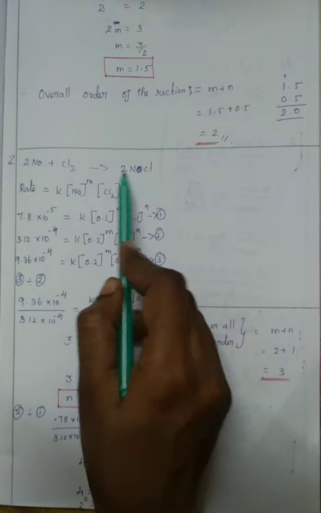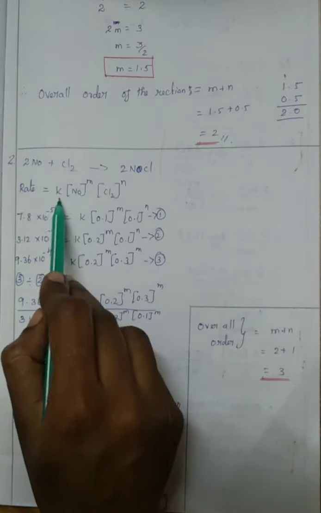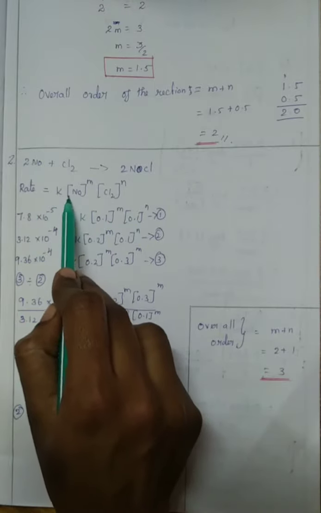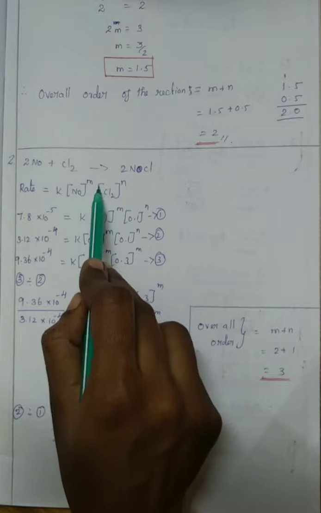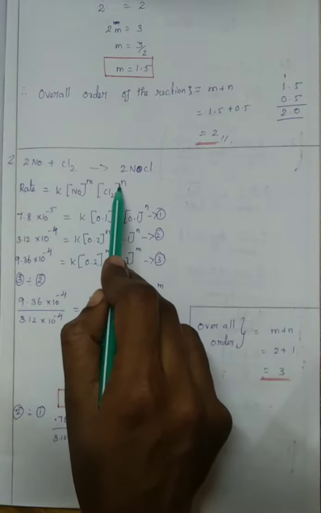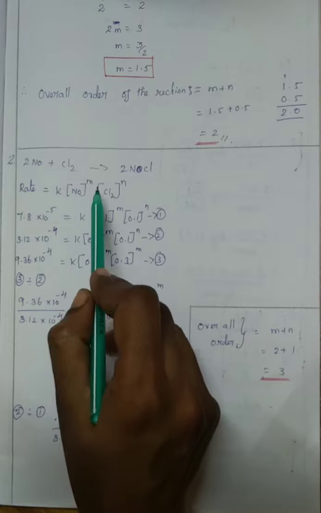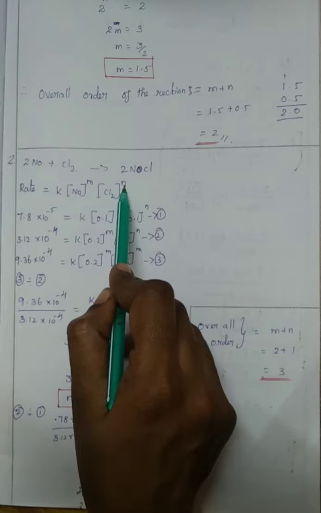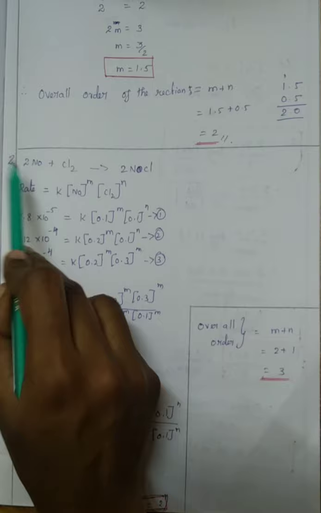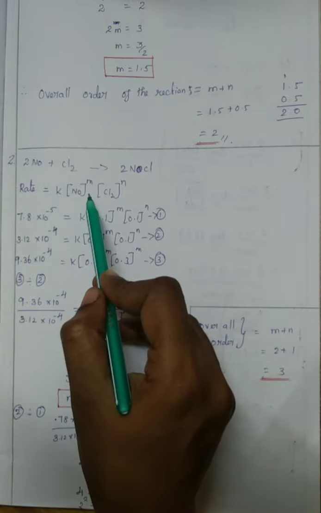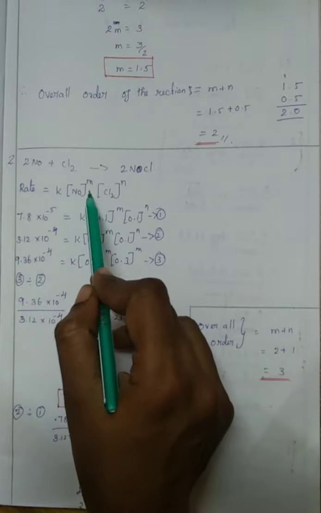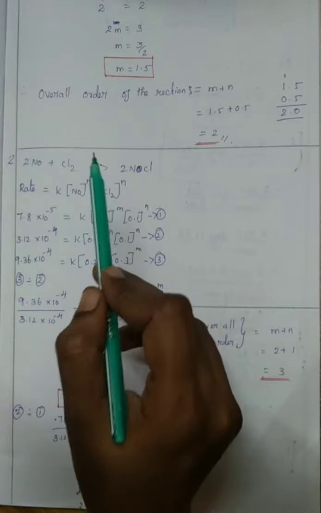With the use of this reaction, I will write the rate of that reaction. So rate equals K, concentration of NO power M, then concentration of Cl2 power N. Usually we use powers M and N only to find the order of the reaction. If they ask for the rate of the reaction, we can use the coefficient, but now we are going to find the order of the reaction, so we can use only the reactants. The powers of the reactants will be M and N.